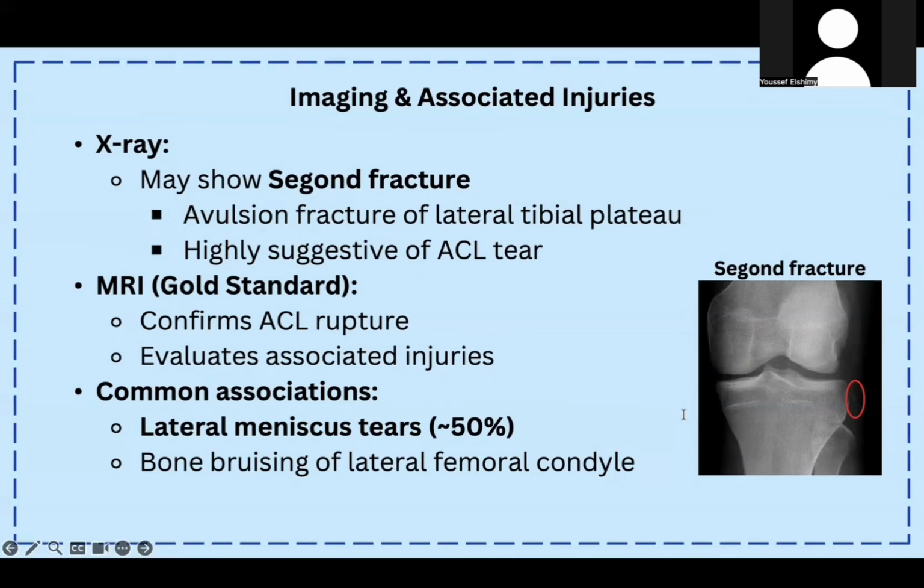MRI is the gold standard for diagnosing ACL injuries. MRI imaging allows us to visualize the ligaments as well as assess their integrity. And also, MRI identifies associated injuries, which are very common in ACL tears. The most frequent associated injury is the lateral meniscus tear, and this occurs in about 50% of cases. We could also see some bone bruises of the lateral femoral condyle as well as the tibial plateau.